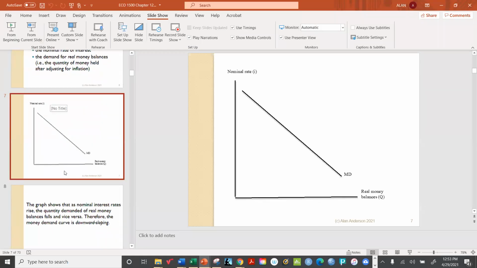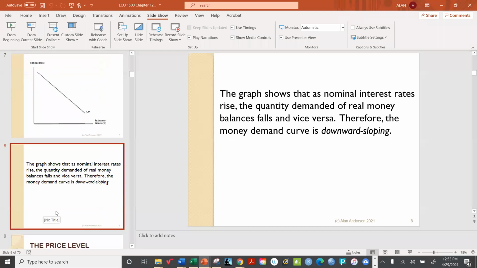So therefore, the curve simply shows us that as nominal rates rise, the quantity demanded of real money balances falls and vice versa.